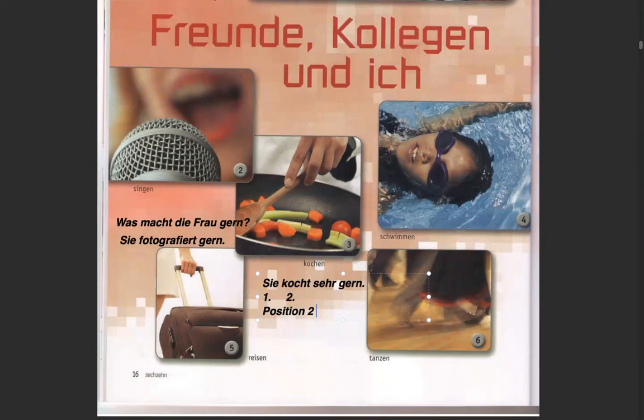Vier. Sie schwimmen sehr gern. Now you have to conjugate it. So we are using her pronoun as the third place, sie. So what would you say? Sie schwimmt. Sie schwimmt gern. She can swim. Very good. Sie schwimmt gern.